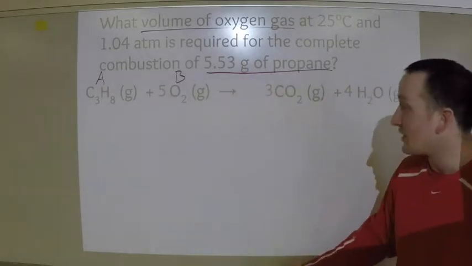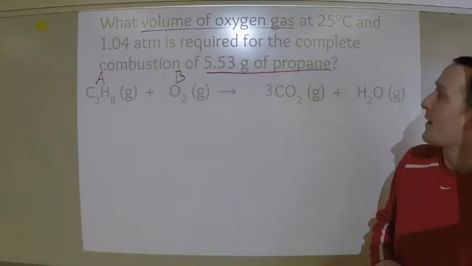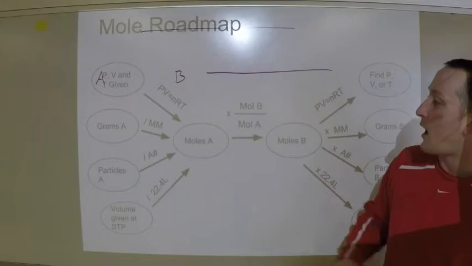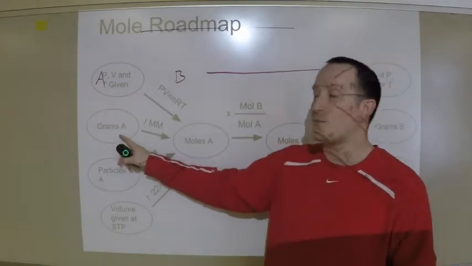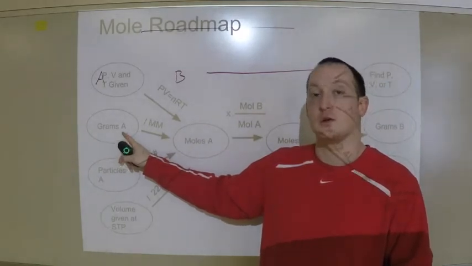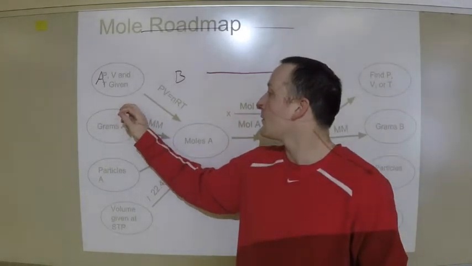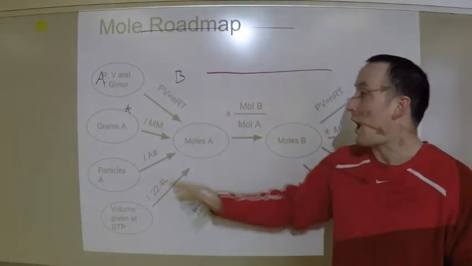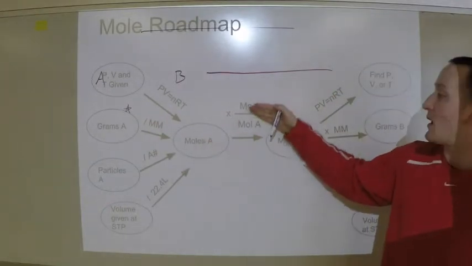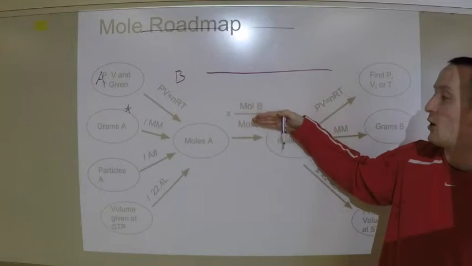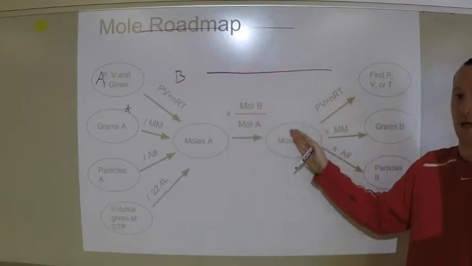So now I am ready to start planning what I'm going to do using my mole map. Again, I'm going to backtrack a little bit so that we can walk through this. Right now, I know how many grams of propane I have: 5.53 grams. So here's what I'm doing. I'm starting in grams of A. I'm going to use the molar mass of propane to get to moles of A. Then I'm going to use my balanced equation to find my B over A conversion, and I'm going to multiply that. Once I get here, I will be in moles of B.